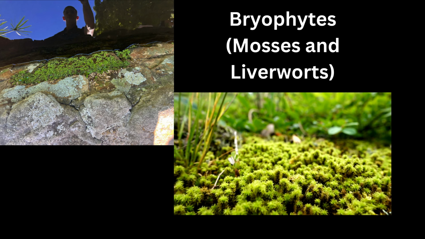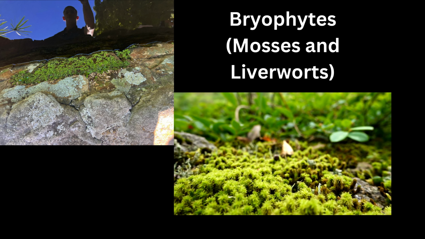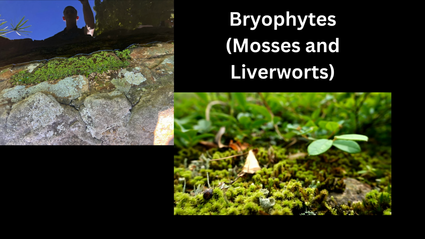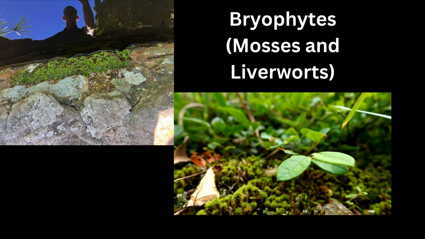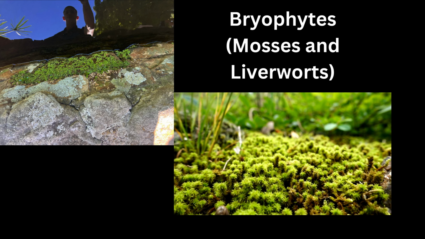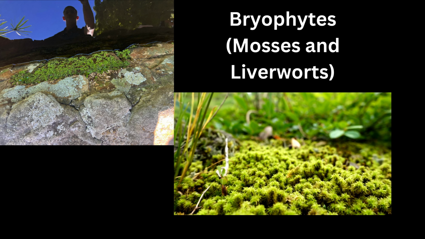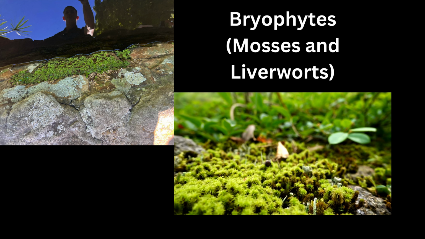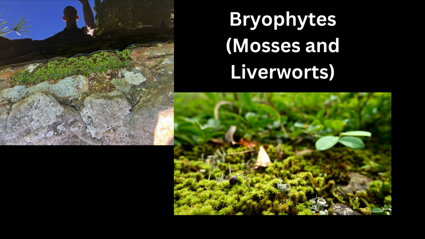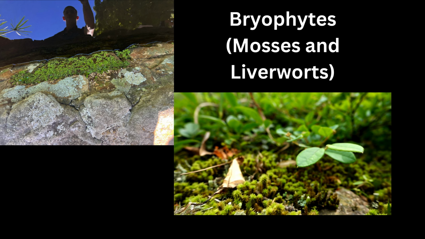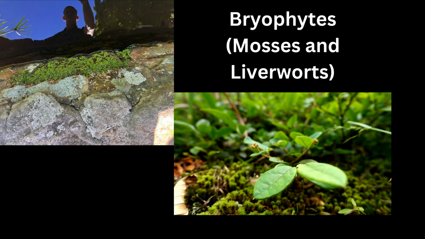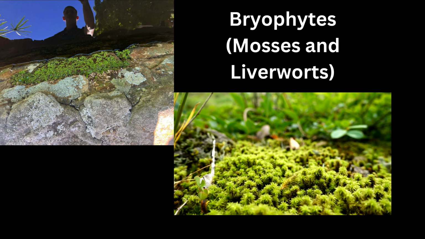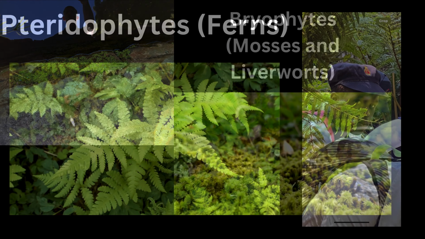Bryophytes thrive in moist environments, such as forests and wetlands. These small, non-vascular plants require water for reproduction because their sperm must swim to the egg for fertilization. They do not produce seeds but release spores, which disperse through water or wind. Bryophytes are critical for ecosystem balance, preventing soil erosion and acting as carbon sinks. Their ability to absorb and retain moisture makes them key players in water cycle regulation.